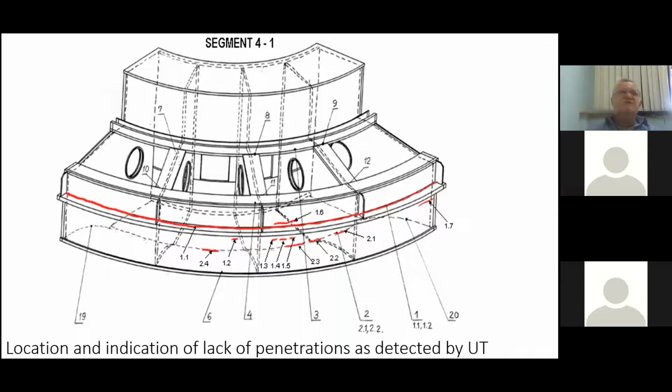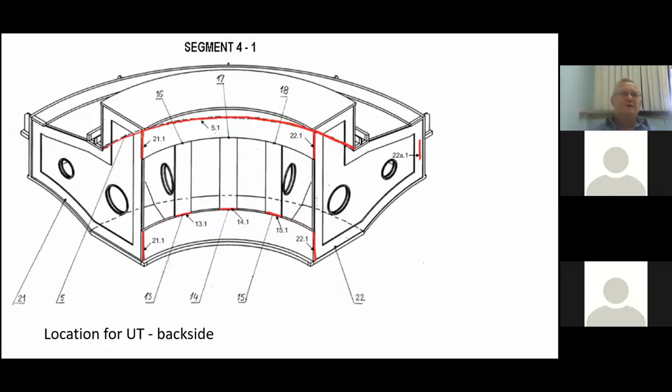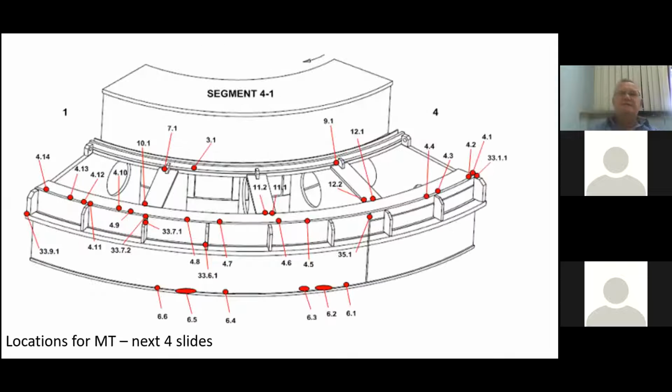Here is the sketch of the segment. You can see in red some indications, and also in red you can see locations. So this is ultrasound, this is the front view. Now here is the back view with also some indications, some defects, lack of penetration, most of them.